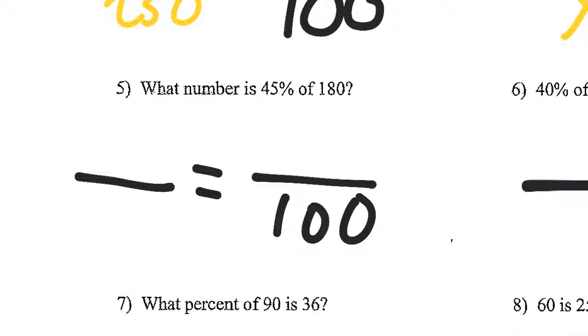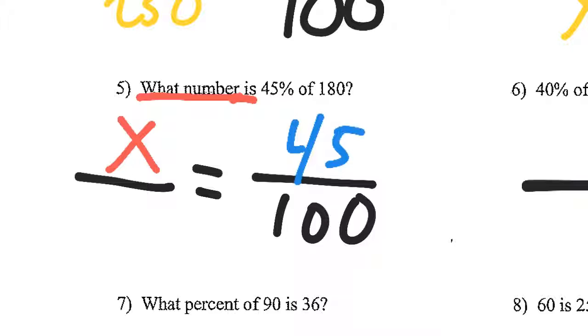Number 5, what number is? Meaning that is what we are looking for. That's our is. We don't know this thing yet. Is 45%. 45 will go over the 100. And then of 180. Of has to go on the bottom.